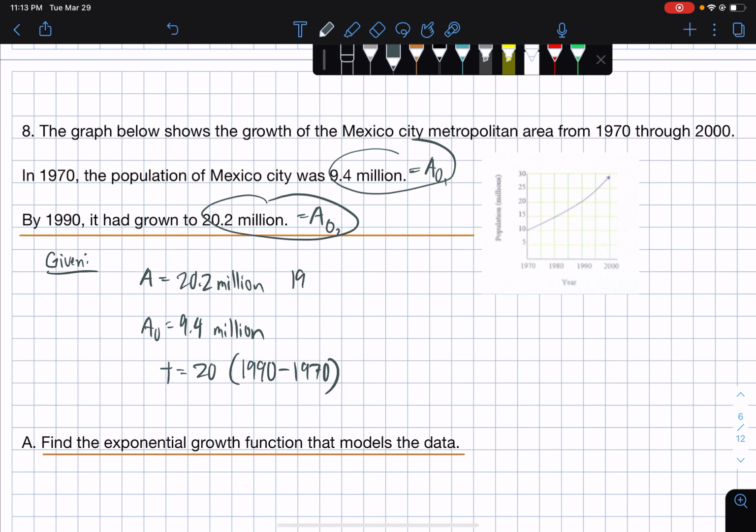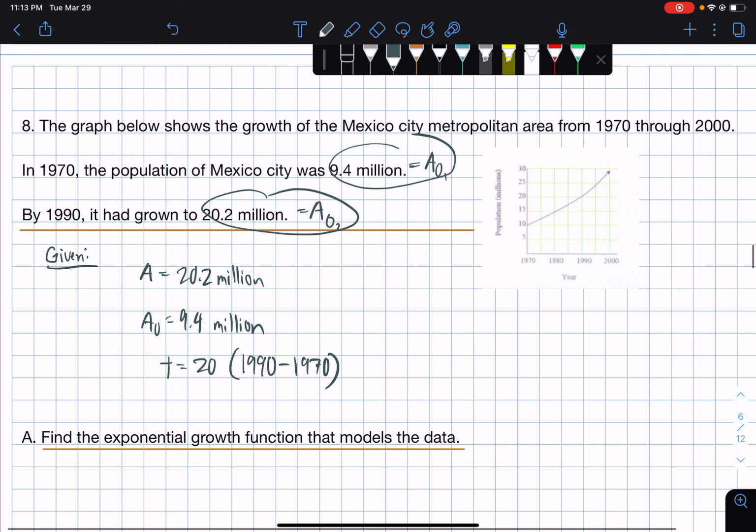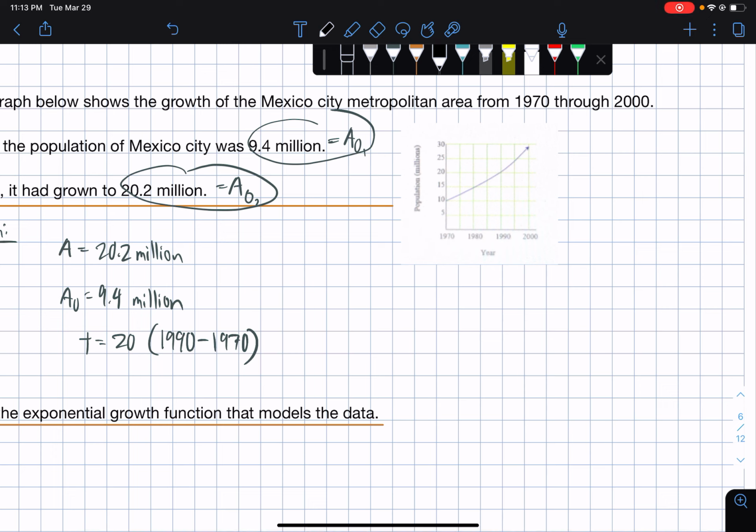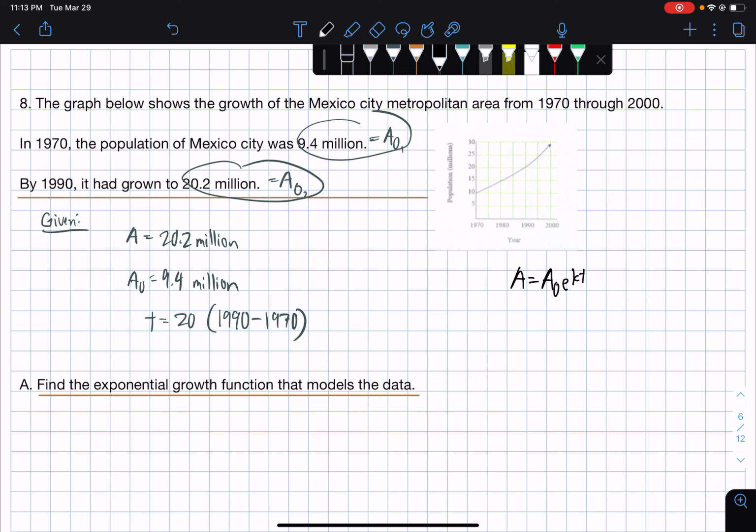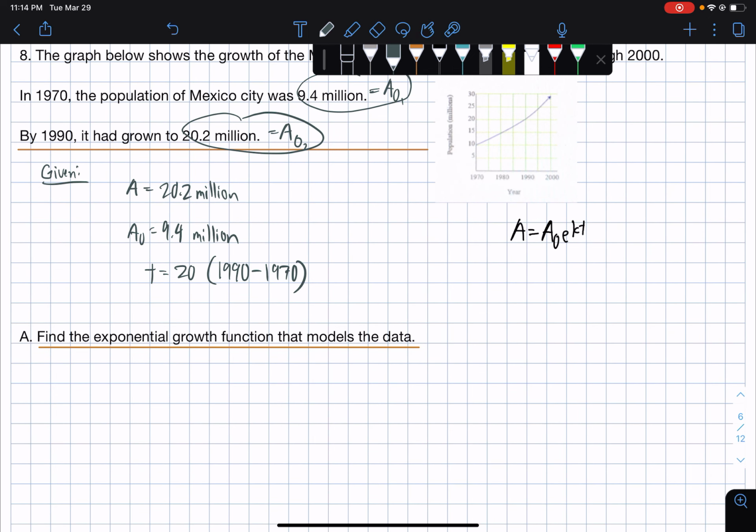This is the population in 1990. This is the population in 1970. So yeah. What else do we have to enlist? I think that's it. The word problem is by nature focused on population growth. So it's still a part of exponential growth. So yeah, there's no rate given. So I'm pretty confident that this is our formula. For letter A, find the exponential growth function that models the data.